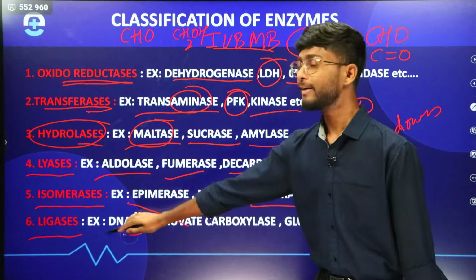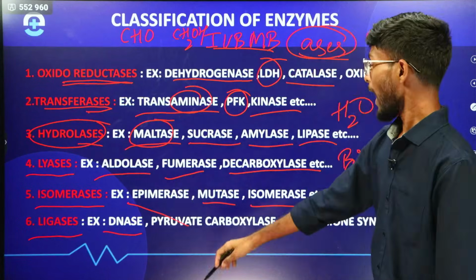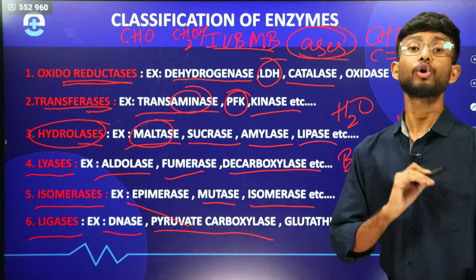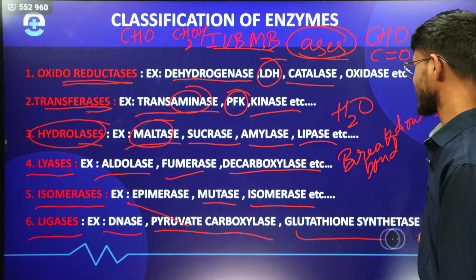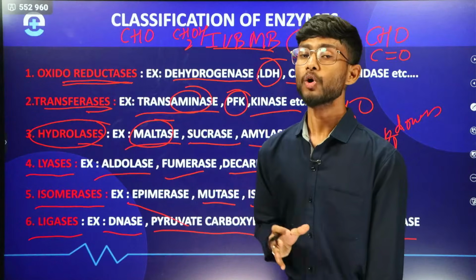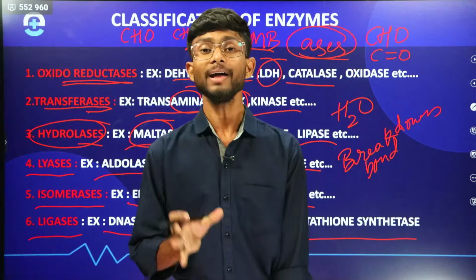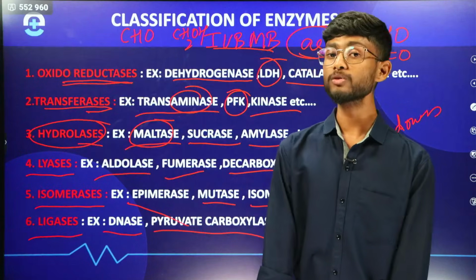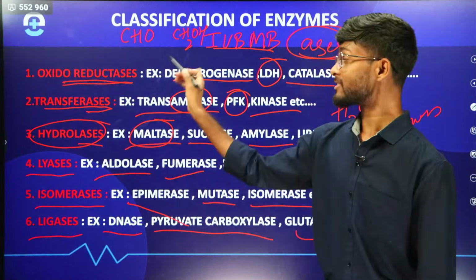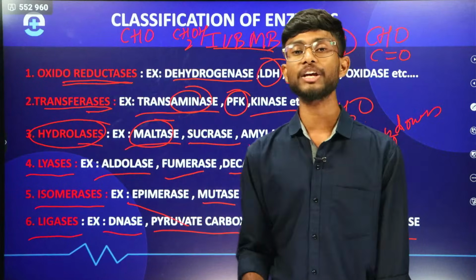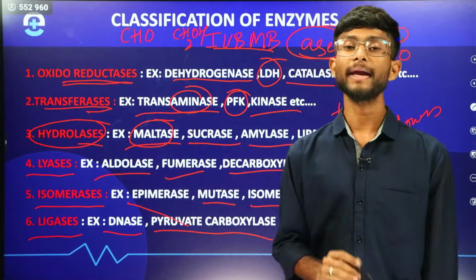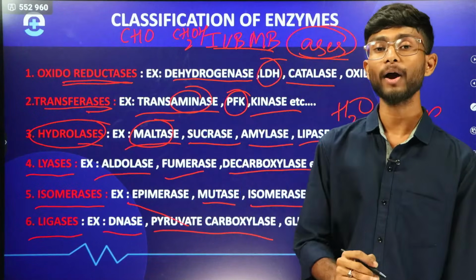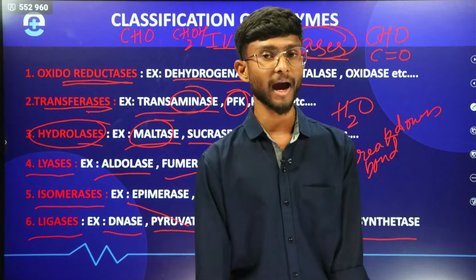For example, DNA ligase enzyme, pyruvate carboxylase enzyme, and also glutathione synthetase enzyme. These are the enzymes which are very useful for ligation. Ligation means joining of the compounds or molecules. And this is the sixth classification which was given by IUBMB, that is International Union of Biochemistry and Molecular Biology.